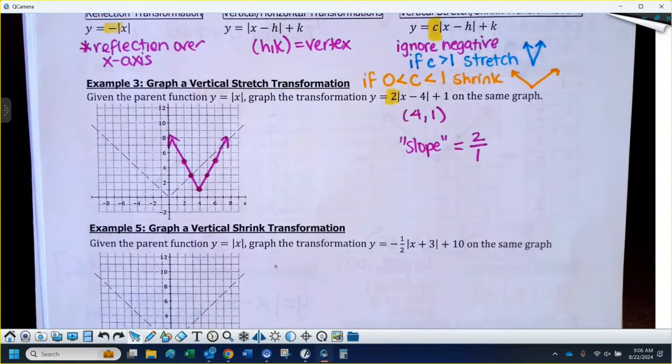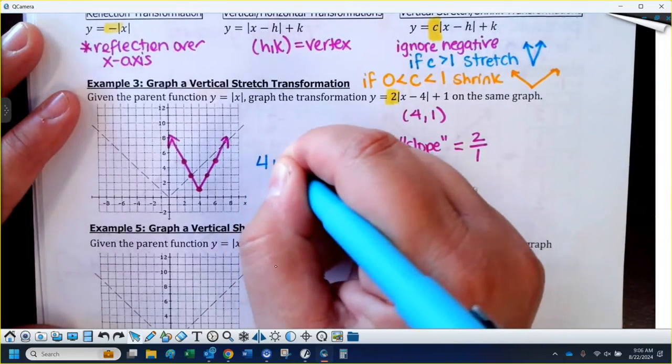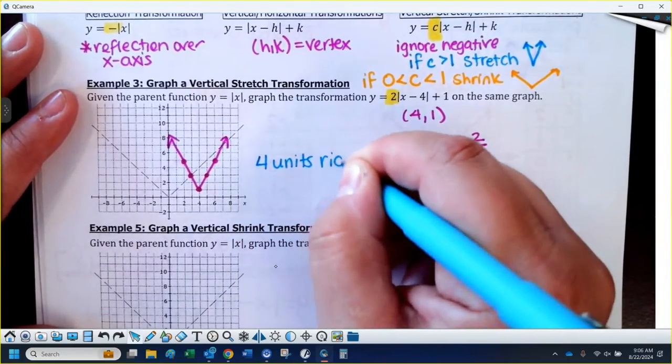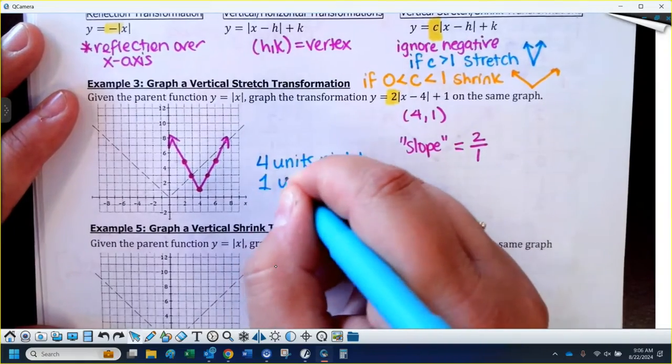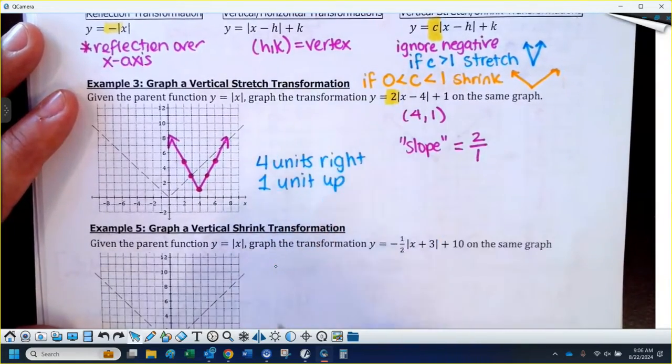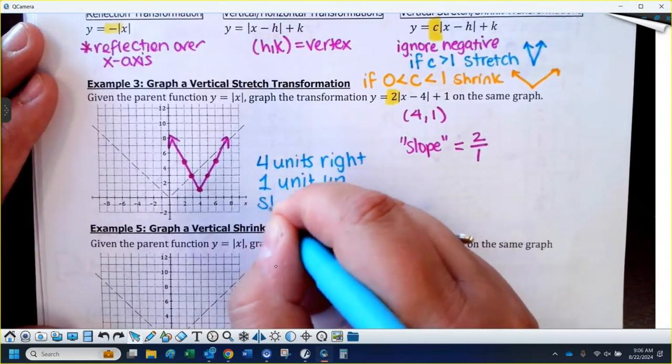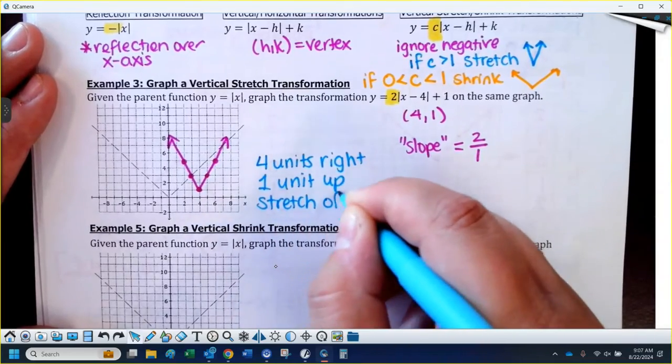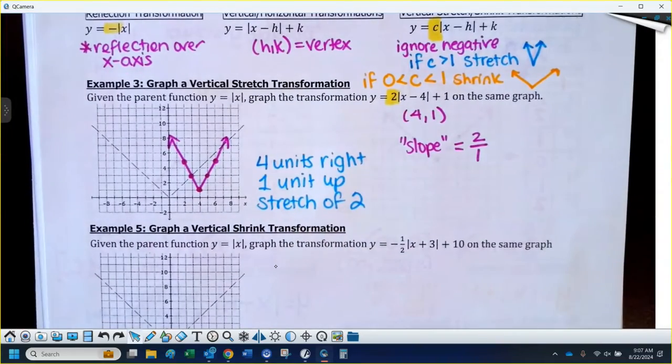So what this is doing is shifting our graph. I'm going 4 units right, 1 unit up, and this would be a stretch of 2. And that's all the transformations going on in the graph. My original started at (0, 0). We're going over 4 to the right, up 1. And then I'm making my slope more stretched out by doing 2 over 1, and they call that a stretch. That's all you have to do.